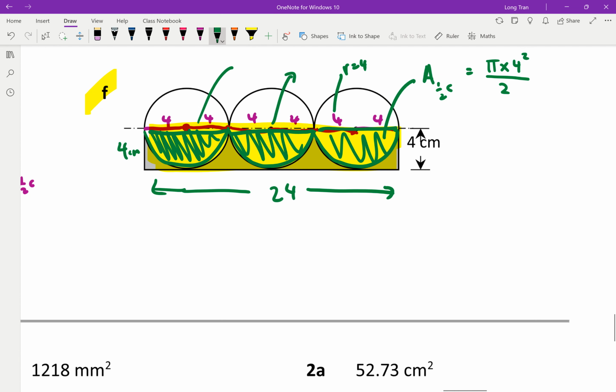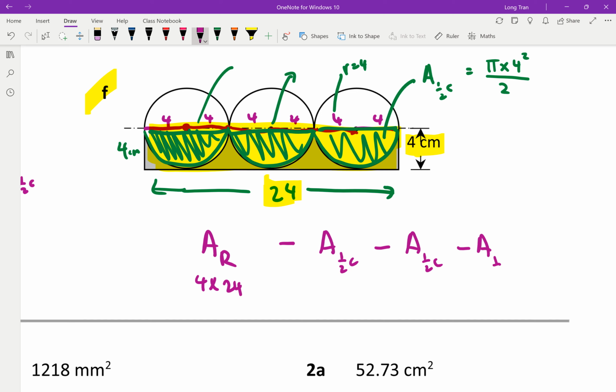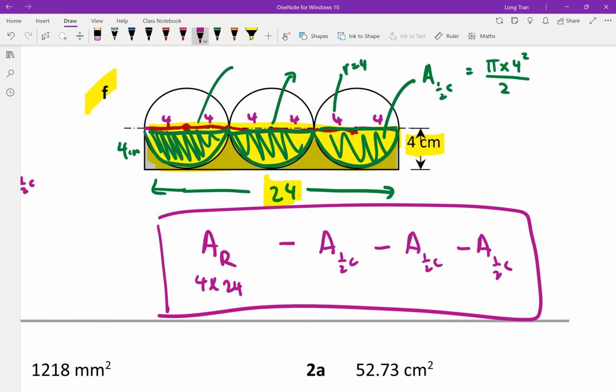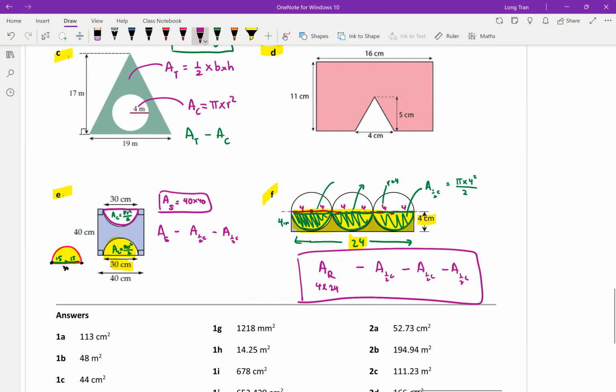So you're going to find the area of the rectangle, which is the same thing as saying 4 times 24. All right, 4 by 24. That gives you length times width. And then once you got the area, you minus the area of the first half circle, minus the second half circle, minus the third half circle. And that should give you your final answer. Okay, so that is probably the trickiest one there.